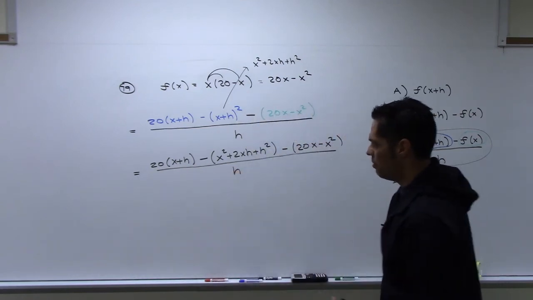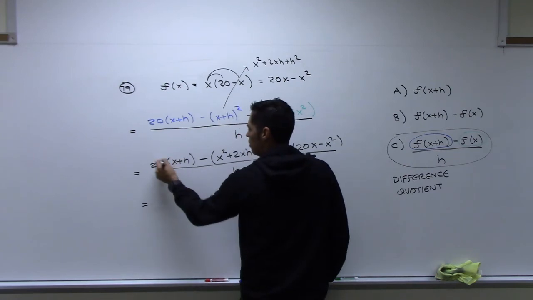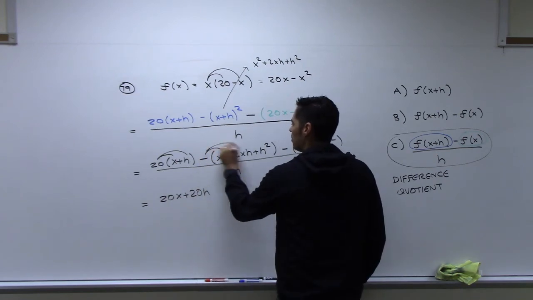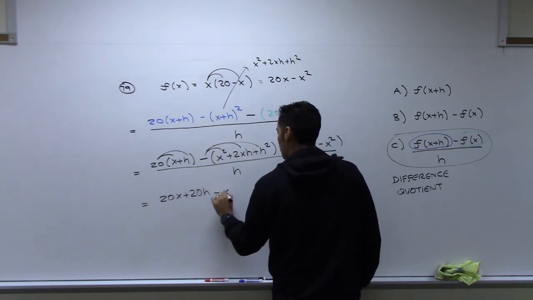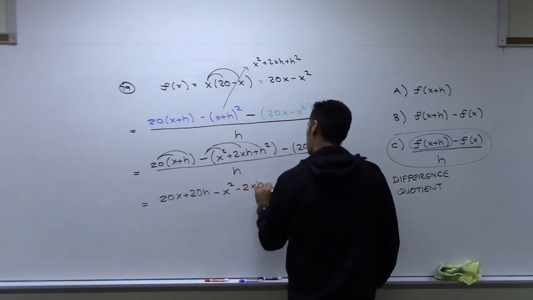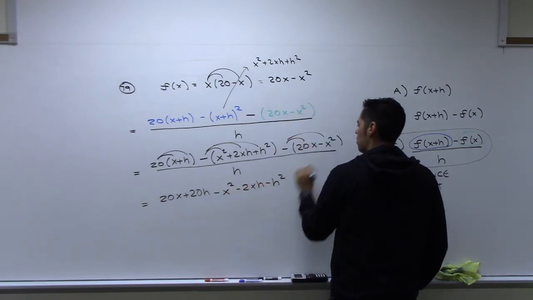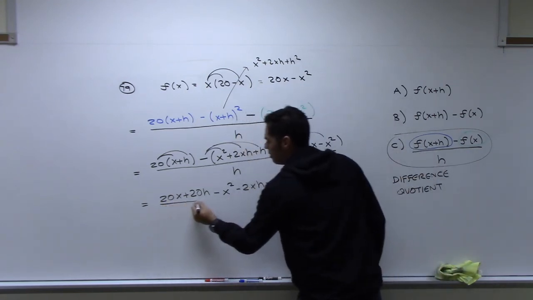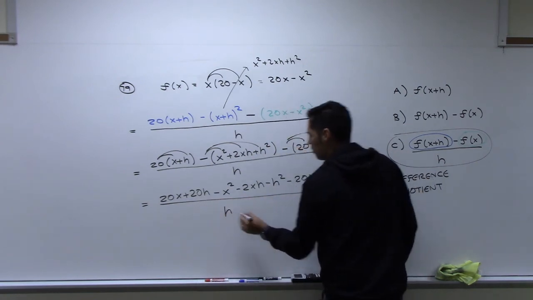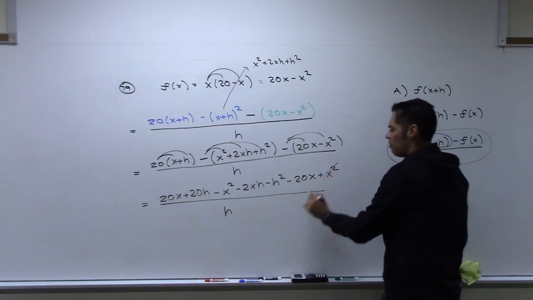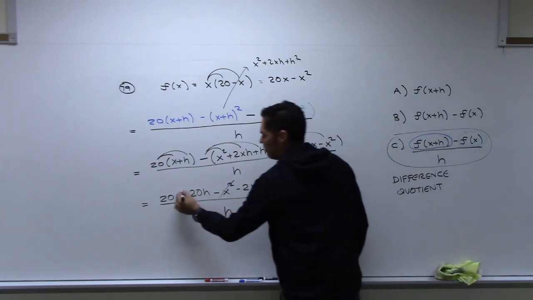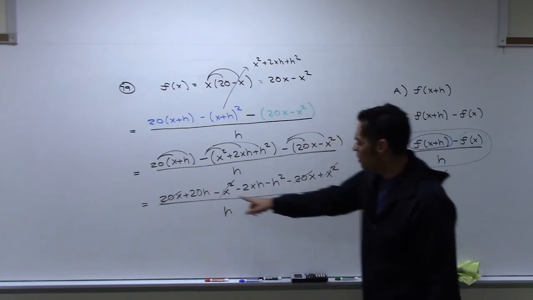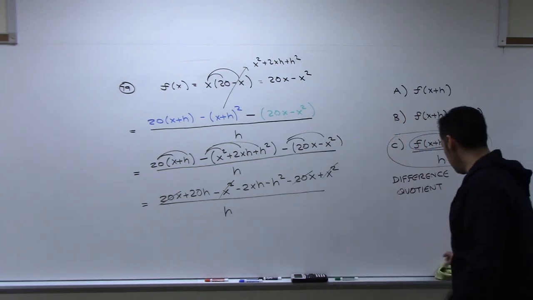Now let's go ahead and pass things through. So 20 goes through these two: 20x plus 20h. Negative goes through to those 3 terms, so it makes them all negatives, or minus. Negative goes through those 2, so it makes it minus 20x and plus x squared. And then all of this is divided by h. And we should start getting some good cancellation here. I see my x squareds are gone. I see my negative 20x and positive 20x are gone. Nothing else can cancel. So all I'm left with is this, this, and this on top. And again, they all have h's.